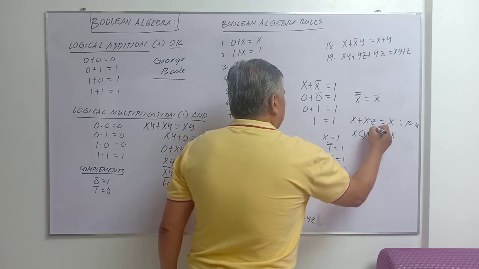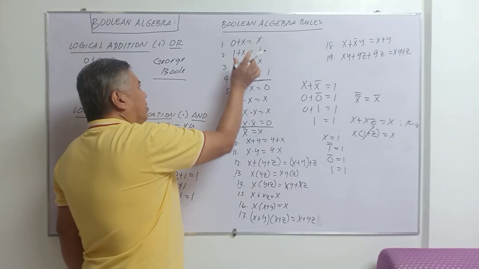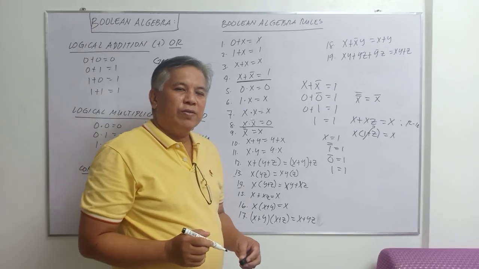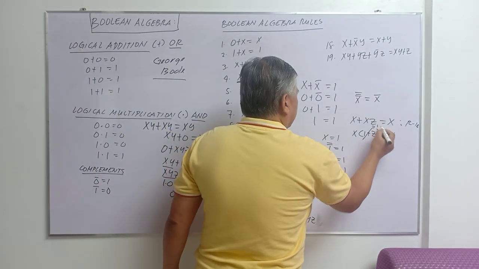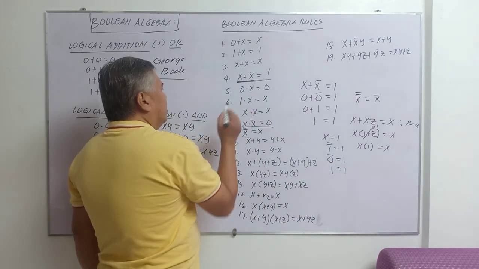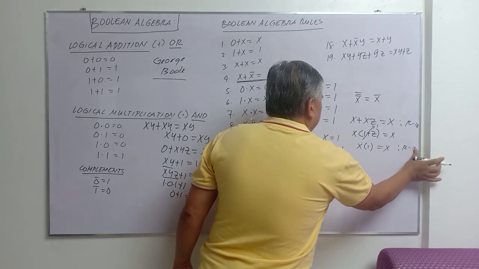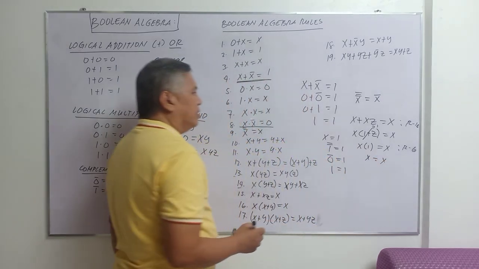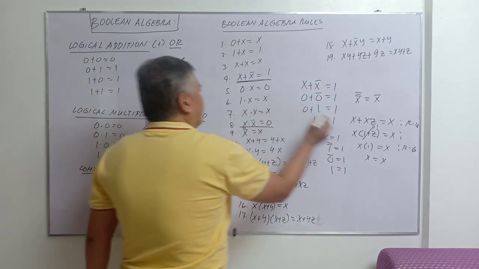And what is this? That is rule number 2, right? So rule number 2, any variable or variables added to 1 is equal to 1. 1 plus x is equal to 1. So 1 plus z is equal to 1. So x times 1 is equal to x. And that is rule number 6, right? So you have x is equal to x. Okay? So this one here is what? Rule number 2.